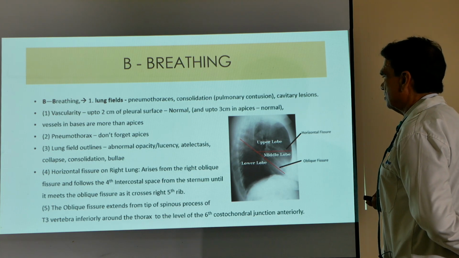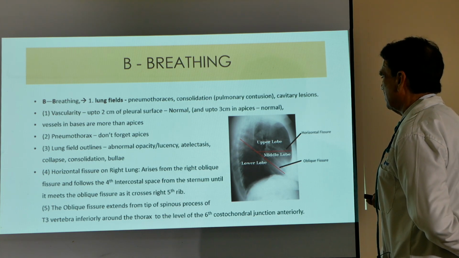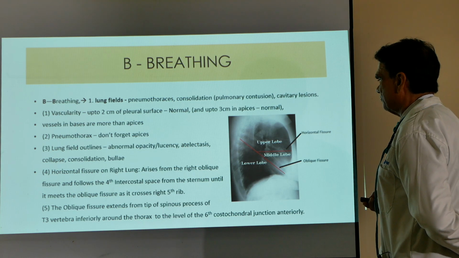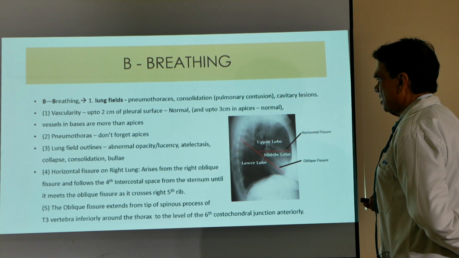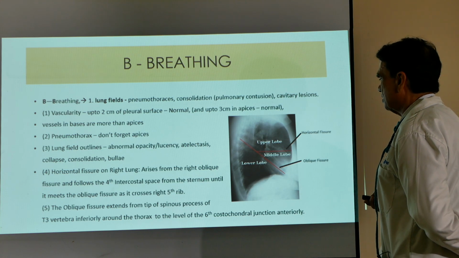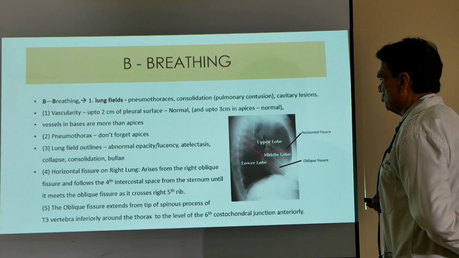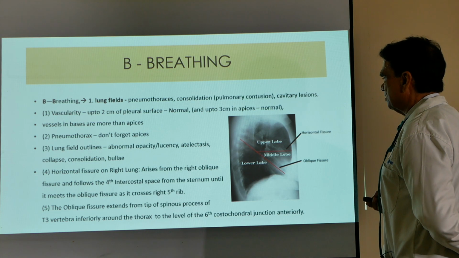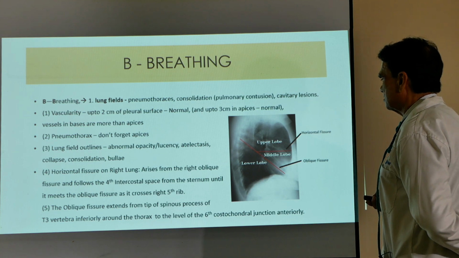Then the third point to look at is lung field outline, that is abnormal opacities we have to see, lucency and atelectasis, collapse, consolidation and bullae are to be looked at. The fourth point is horizontal fissure on the right lung.